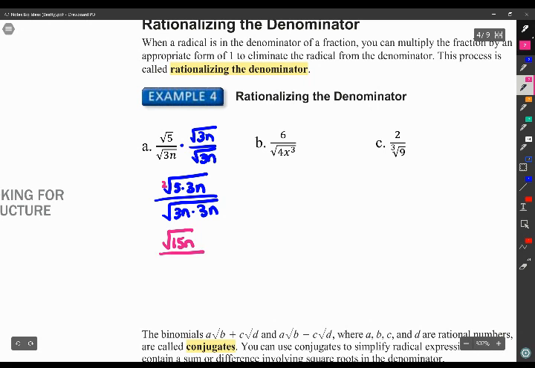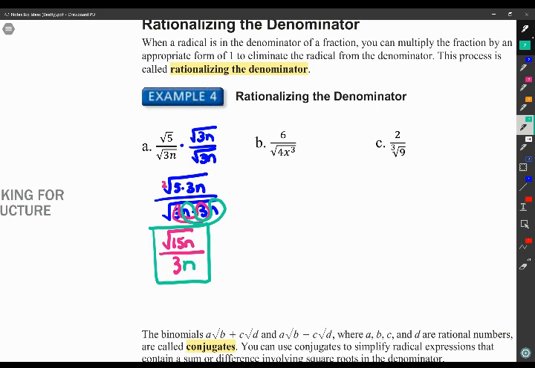But on the bottom, you do have a pair. You have a pair of 3s. So a 3 is going to come out. And then you have a pair of n's. So an n is going to come out. And so my answer then is root 15n over 3n.